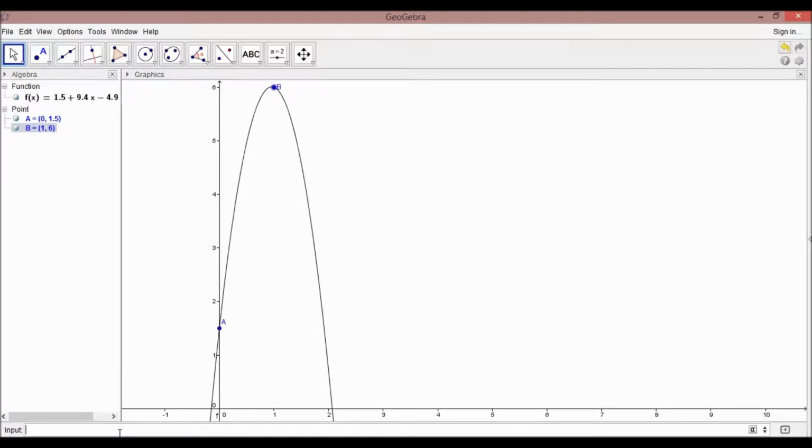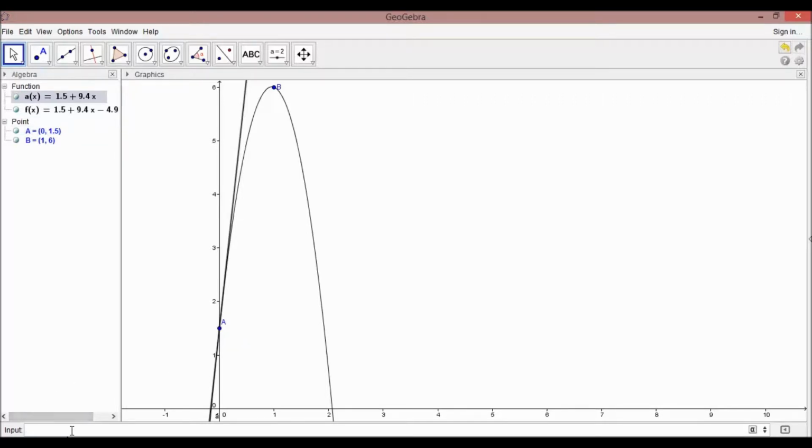Now this time we'll also plot the lines that are tangent to this curve at the point A and at the point B. So at the point A, we have the line 1.5 plus 9.4 times t, times x. Notice that this line is indeed tangent to the curve at the point A.